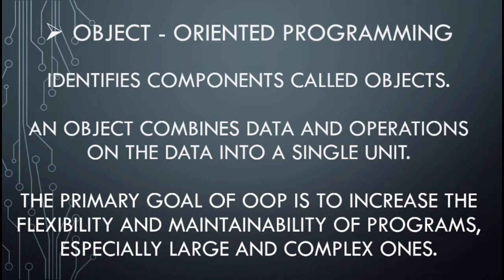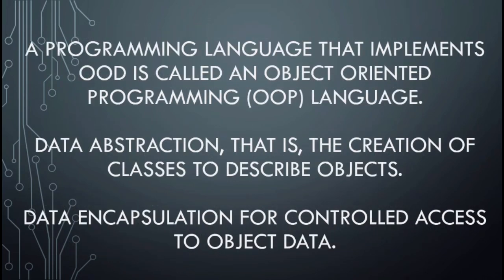So we come to object-oriented programming. With object-oriented programming, OOP, it identifies components called objects. These objects combine data and operations on the data into a single unit. The primary goal of OOP is to increase the flexibility and maintainability of programs, especially large and complex ones. With object-oriented programming, we have data, which are the attributes, and we have functions, which are the methods. These attributes are more about what the object has or knows, whereas the functions are what the object can do. A programming language that implements object-oriented design, OOD, is called an object-oriented programming language.